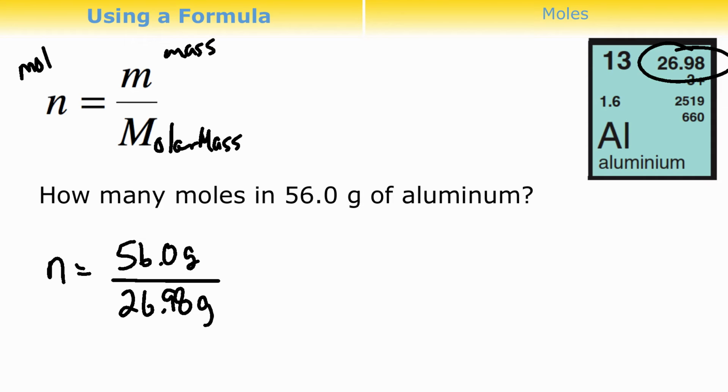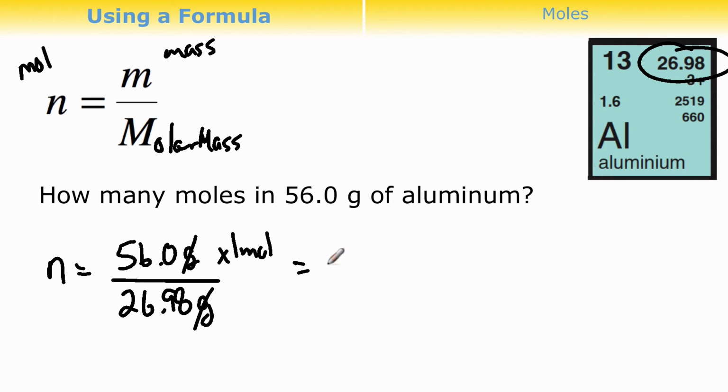26.98 grams per 1 mole. Notice when I said per, instead of putting a per down here, I just put it across that fraction line. That's good practice to do. Grams cancel out. All I have to do is go 56 divided by 26.98.